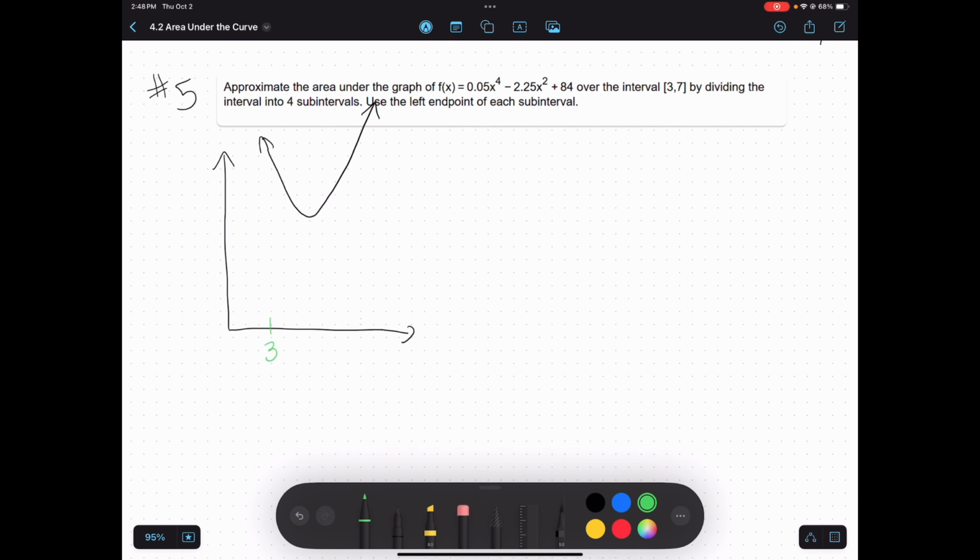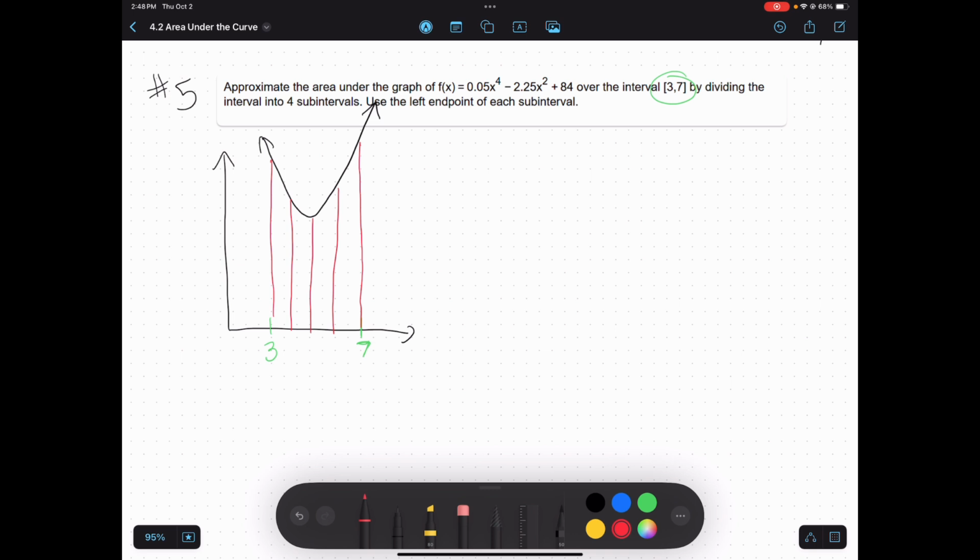So this is asking me for the area under the curve from 3 to 7, over the interval 3 to 7. I can see that right there. But I can only estimate it because I don't have any good geometric formulas for this. So I'm going to estimate it using 4 subintervals, using the left endpoint for each subinterval.